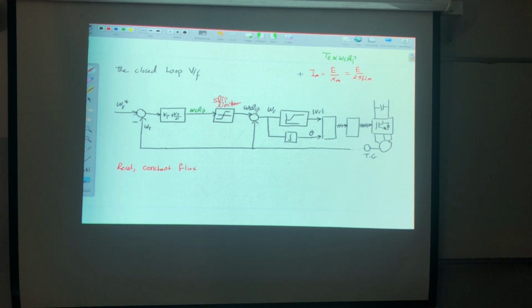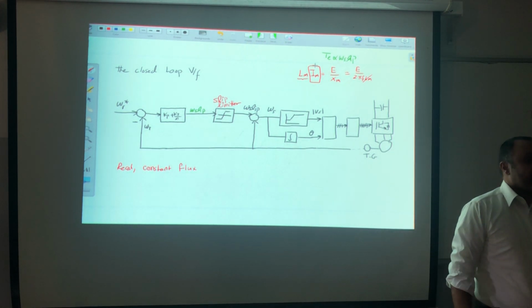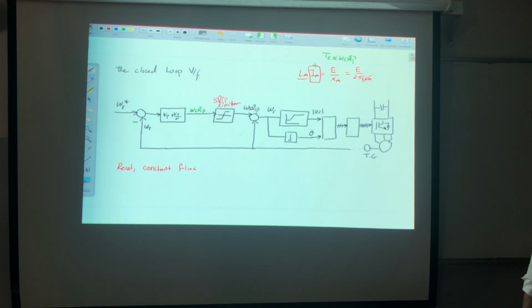Now, if I multiply by Lm, then I will get E over 2 pi F. Now, Lm is in general constant. So if I need to maintain the flux constant, I need to maintain this current constant, right? But I cannot directly control the current in the magnetizing path, can I? What I can control is the stator current, and I know the relation. It's current division.